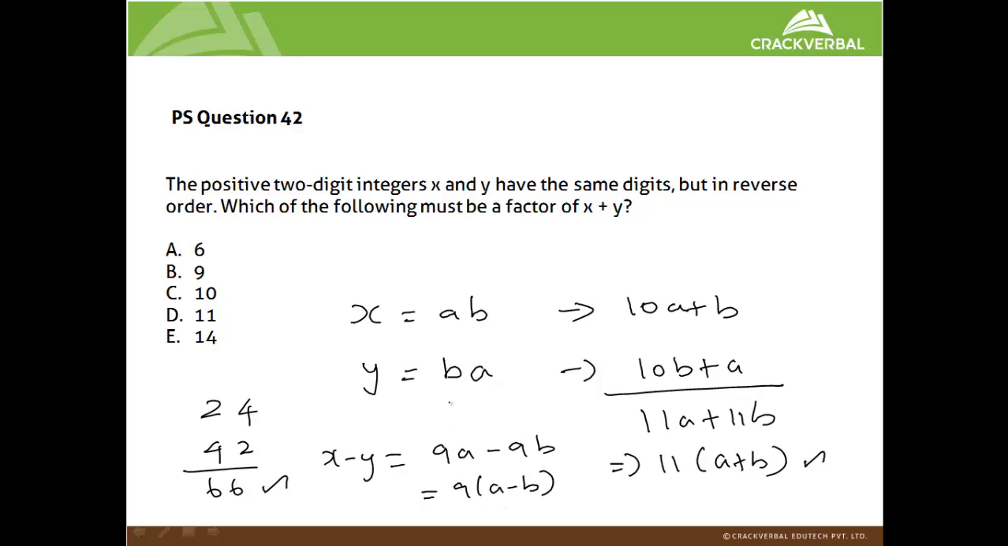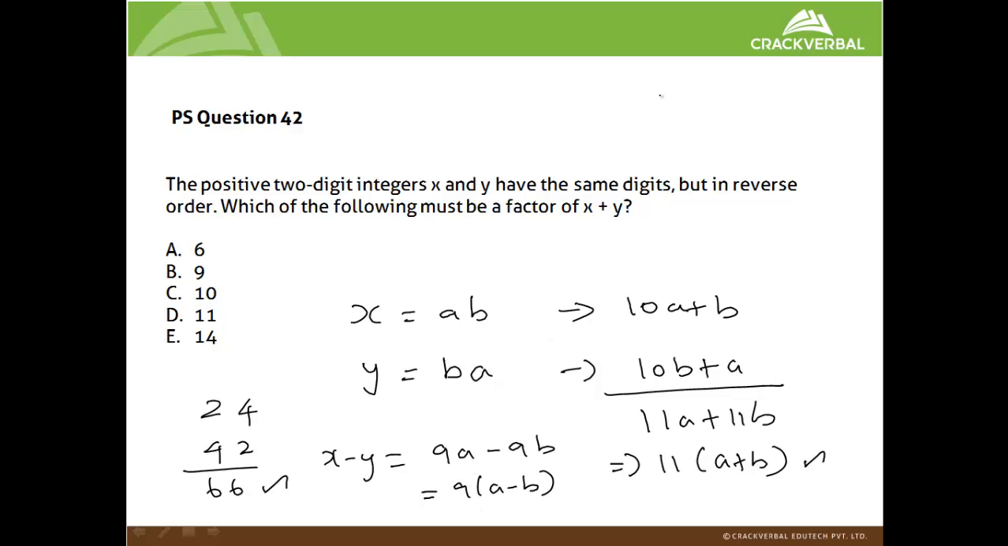So that means when we are subtracting two-digit integers that are reverse of each other, that is, one number's tens place is the other's units place, and vice versa, then if at all they are in that order and you subtract these two numbers, it will always be a multiple of 9.